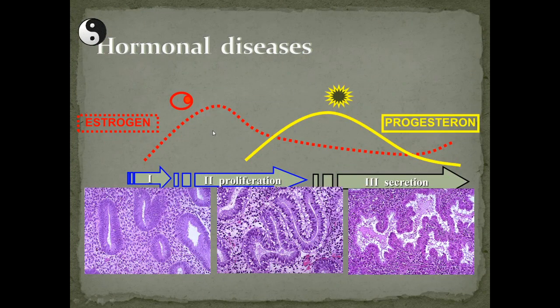And here, what exactly is wrong? When we see morphological features, for example, of proliferation phase, but the day of the cycle should be about the late secretion, this is a problem. Oppositely, we see features of late secretion, but it should be early proliferation. Again, this is a problem. Where we have imbalance between the day of the cycle and morphological features, the main cause of this is hormonal disbalance, and we name it as hormonal disease.